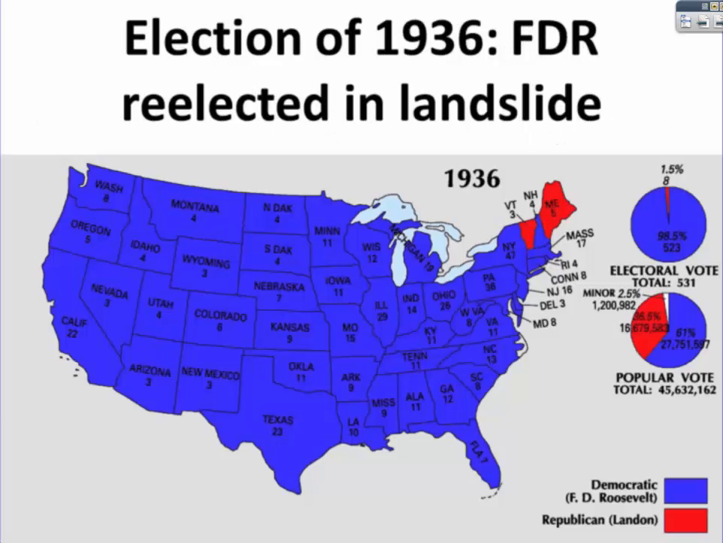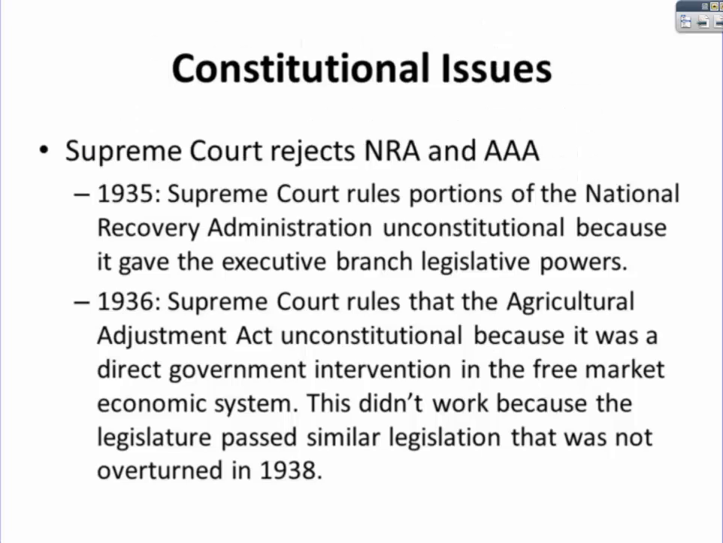Many of these efforts are so popular that FDR is reelected in an even greater landslide than he won in 1932. Constitutional issues with the New Deal. The Supreme Court rejected certain things that Roosevelt had proposed through Congress, such as the National Recovery Administration and the Agricultural Adjustment Act. In 1935, the Supreme Court rules portions of the National Recovery Administration unconstitutional because it gave the executive branch legislative powers. So the Supreme Court is really trying to counteract that FDR had attempted to get legislation passed using tactics that bypassed Congress, who has legislative power.